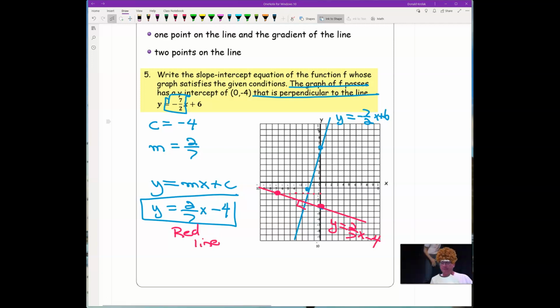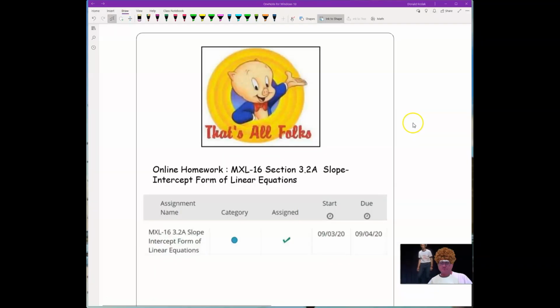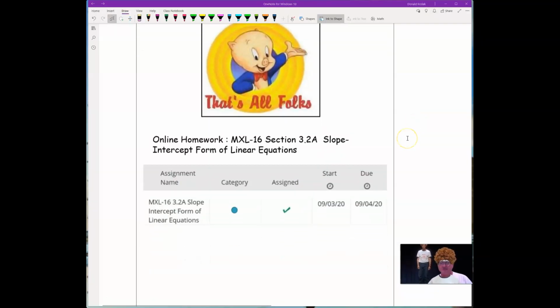Alrighty. So that's a pretty straightforward lesson, just a quick review of slope-intercept.